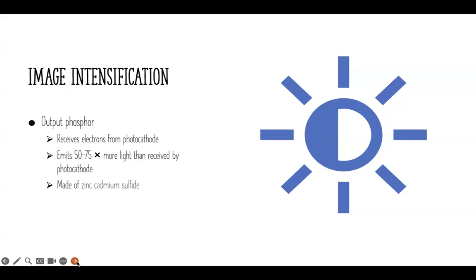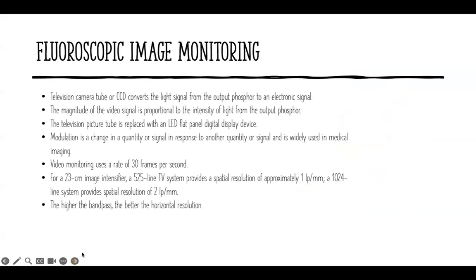But the output phosphor receives those electrons from the photocathode. It emits 50 to 75 times more light than received by the photocathode. And the output phosphor is made of zinc cadmium sulfide. Once those electrons come into the output phosphor, they basically go to the television tube. And that's how the images end up on the screen that we look at.